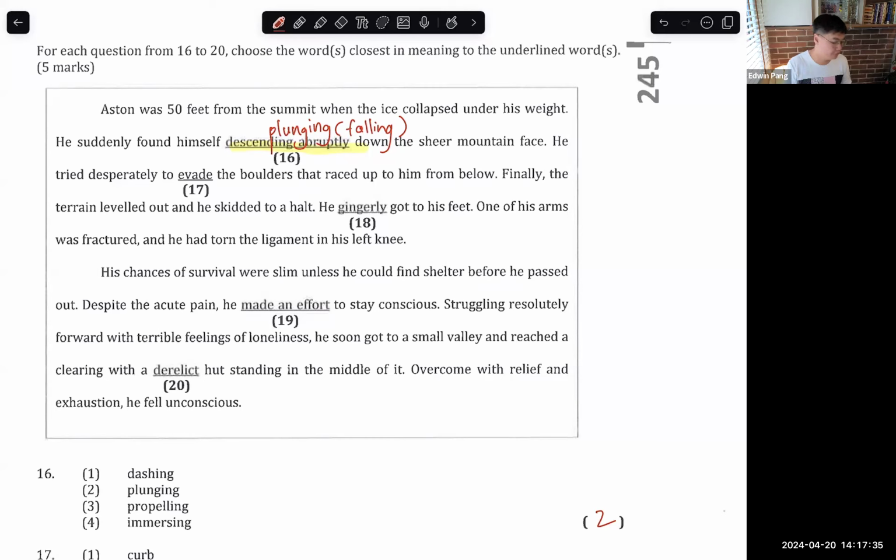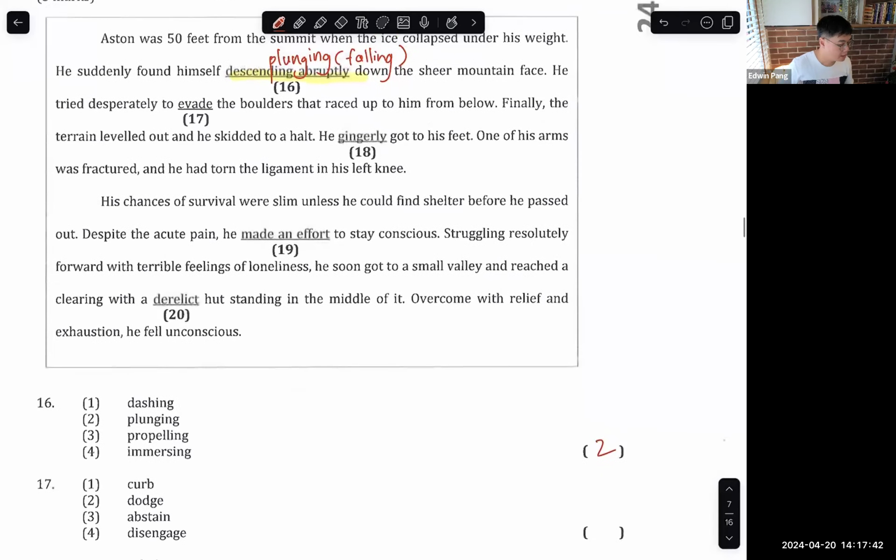If you need any clarification of any word, remember, just park it in the chat and then I will explain it to you, okay? Right, number 2, evade. This is quite simple, right? Evade simply means to dodge, right? The boulders, right? And notice here, I'm writing the answer above the underlined word. Why? Because I want to read the sentence with the word there. So I will read, he tried desperately to dodge the boulders that raced up to him from below.